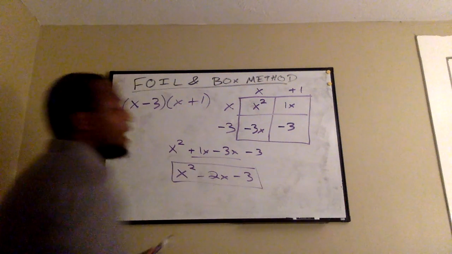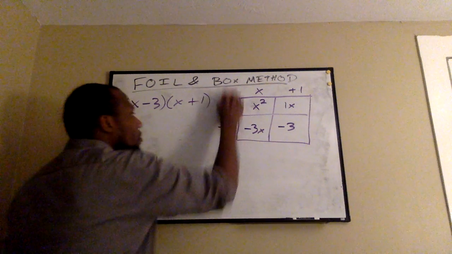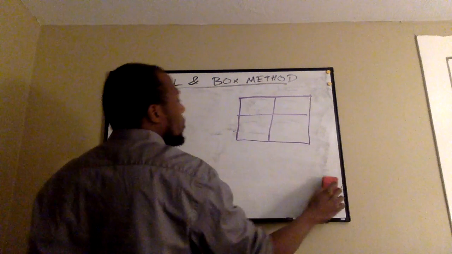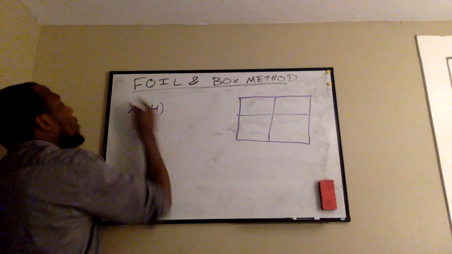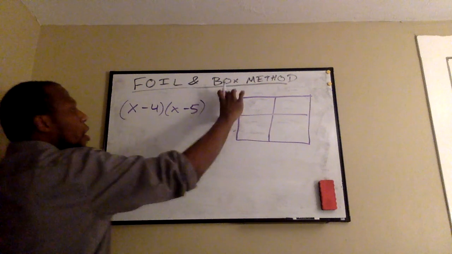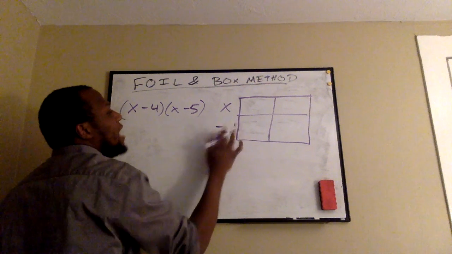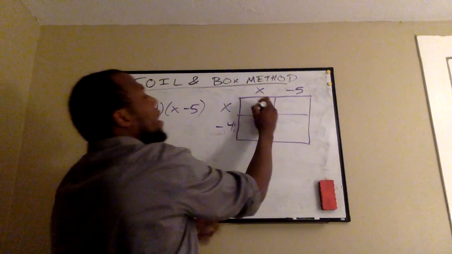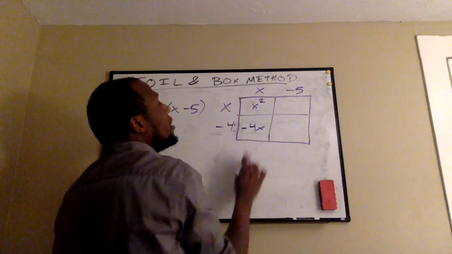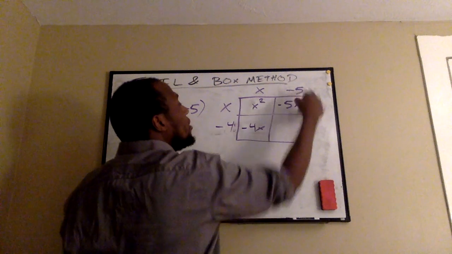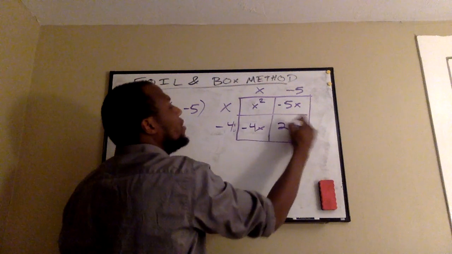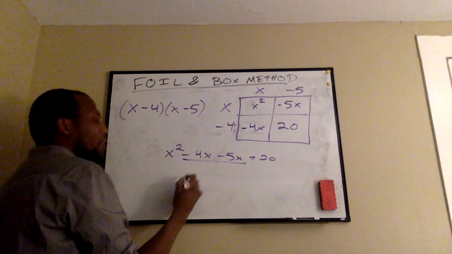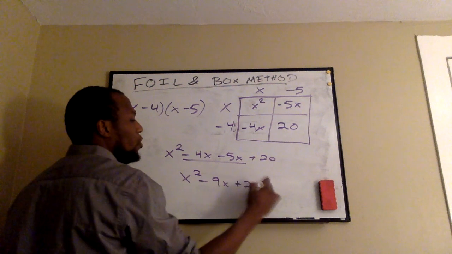Let's redo this with our second example that we did last time with the FOIL method. We had x minus 4 multiplied by x minus 5. Let's rewrite the first one right here with x, and we're taking the negative with that 4 up here, and taking the negative with that 5. x times x, meeting here is x squared. x times negative 4, meeting here is negative 4x. x times negative 5, meeting here, is negative 5x. And then negative 5 and negative 4, meeting here, gives us that positive 20. Write it out for organization purposes. Combine our like terms, and we end up with x squared minus 9x plus 20.